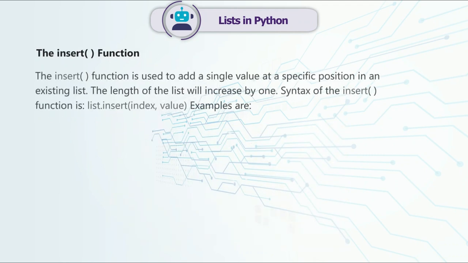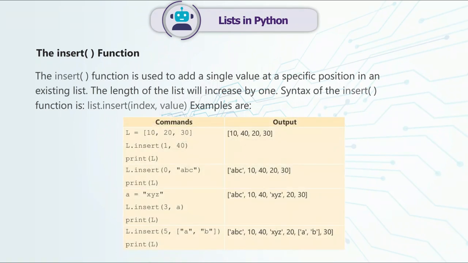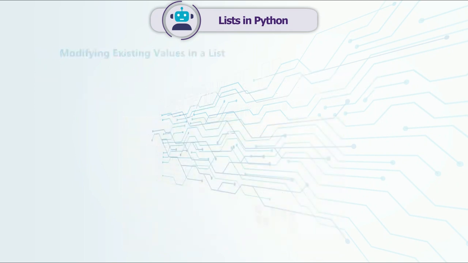The insert function. The insert function is used to add a single value at a specific position in an existing list. The length of the list will increase by 1. Syntax of the insert function is list.insert(index, item). Examples, commands, output.